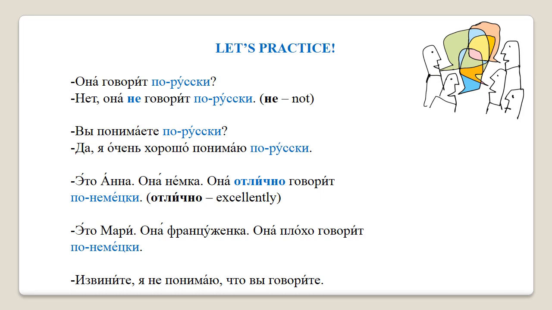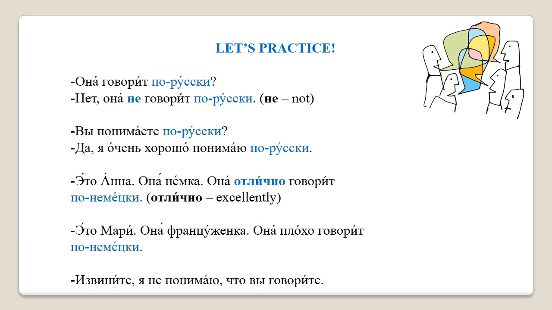Она говорит по-русски. Нет, она не говорит по-русски. Does she speak Russian? No, she does not speak Russian. Вы понимаете по-русски? Да, я очень хорошо понимаю по-русски. Do you understand Russian? Yes, I understand Russian really well.